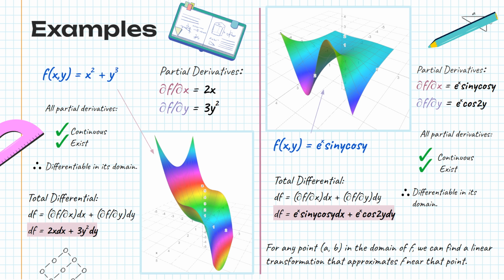And here's another example using an exponential function with sine, cosine, and Euler's constant using that same principle.